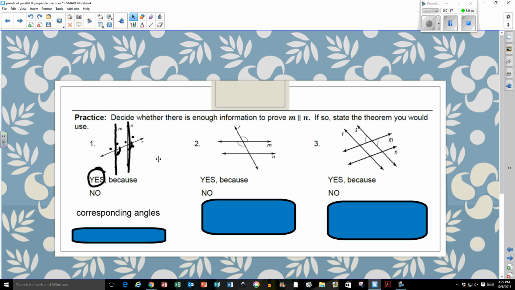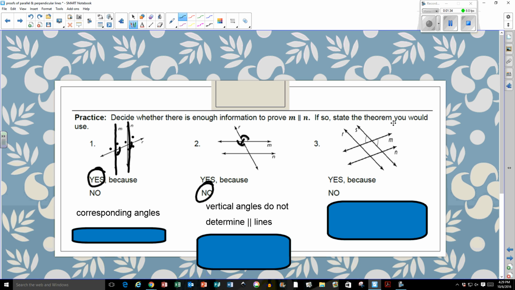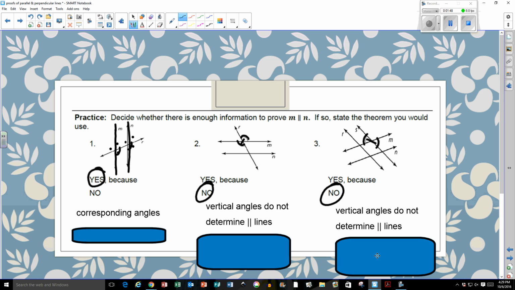So I'll go over here and I see that this angle is congruent to this one. We'll see how they're just right across from each other. Well, that has nothing to do with lines being parallel. Vertical angles have nothing to do with lines being parallel. Nothing whatsoever. And same thing here. This angle is congruent to this angle. Again, they're vertical. So no, they're not parallel. Vertical angles do not determine parallel lines.